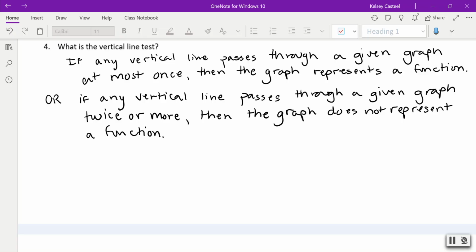So the reason that the vertical line test works is that it is allowing us to visually check if each input has only one output. As an example, let's take a linear function.